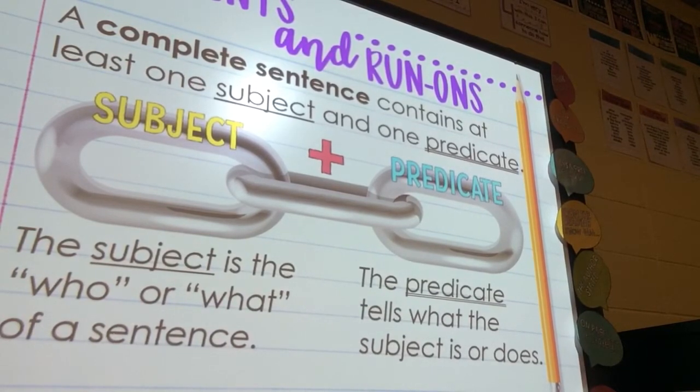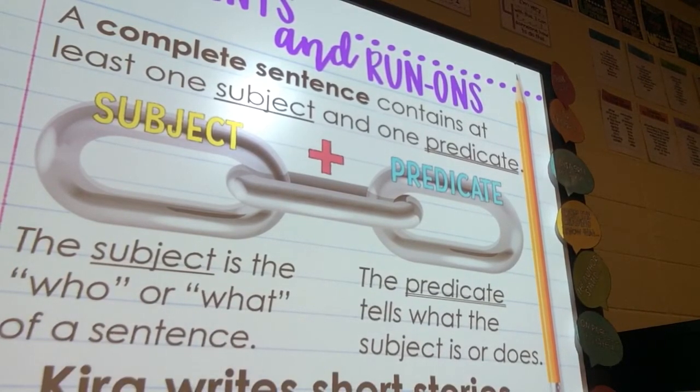Here's a sample one for you. It says Kira writes short stories. Who am I talking about? Kira. What about Kira? She writes short stories. So that's a complete sentence because it has a subject and a predicate. Fabulous job. Thumbs up when you have this.